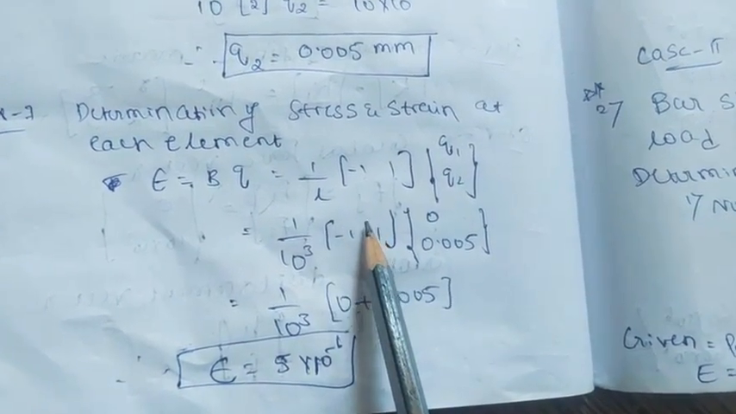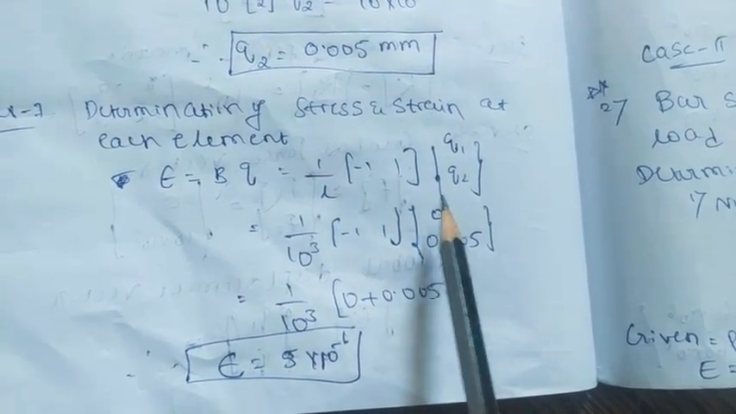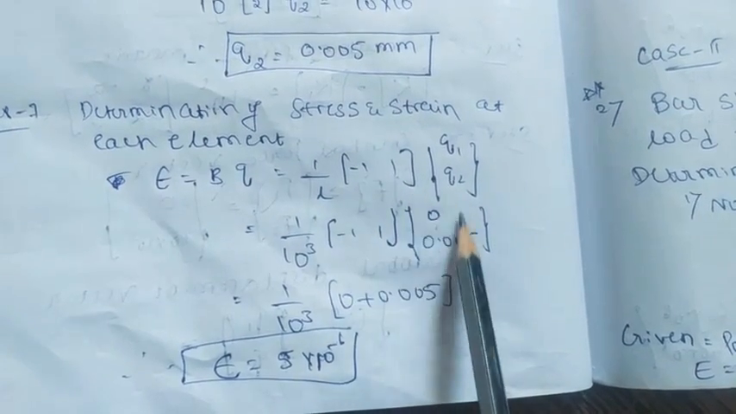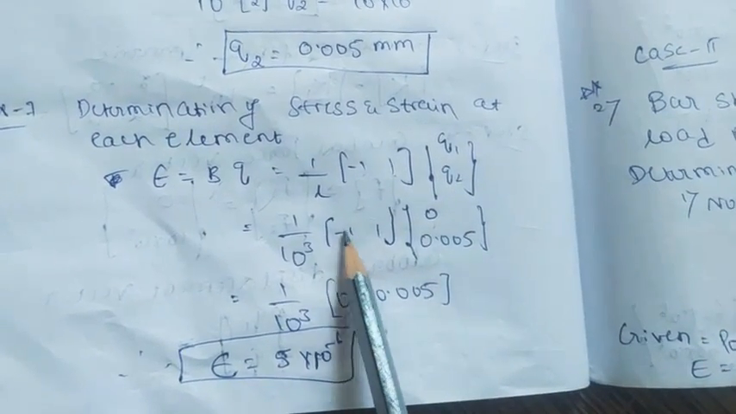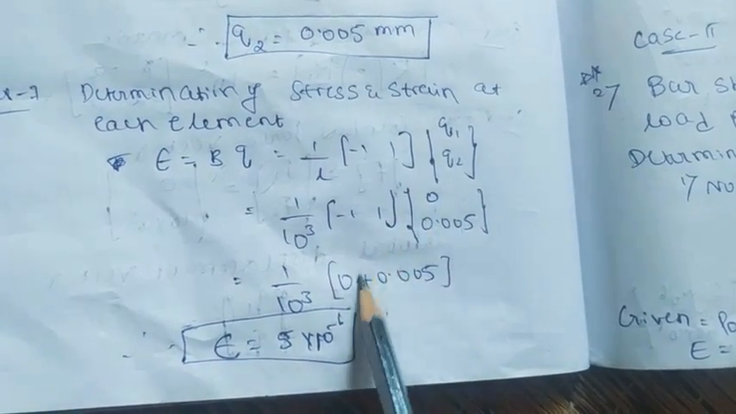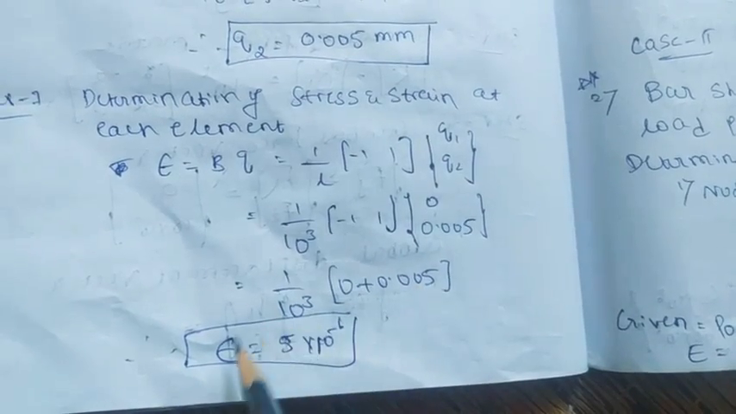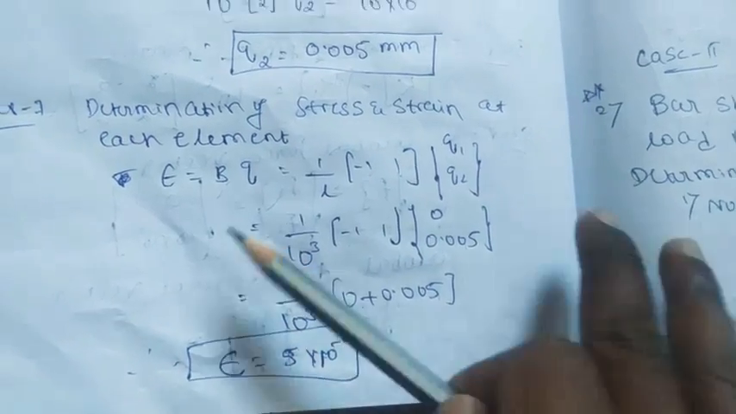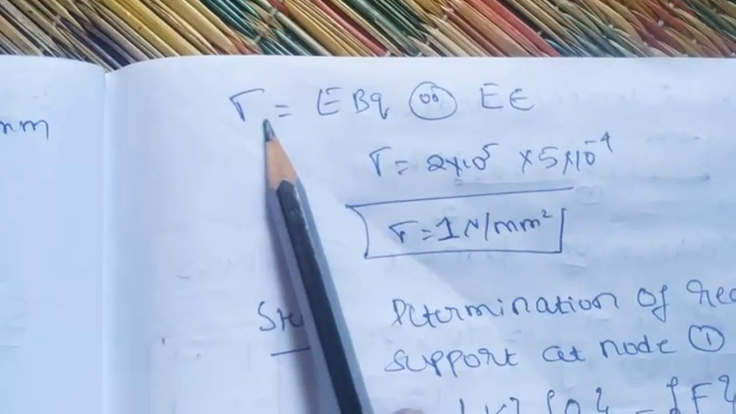How to do the matrix multiplication? This is one of the basics. First row into first column, like first row, first column, first row, second column, first row, third, and so on. Here, minus 1 into 0, plus 1 into 0.005. If you simplify, you will get 5 into 10 power minus 6. This is the strain. Once we have the strain, we can find the stress.